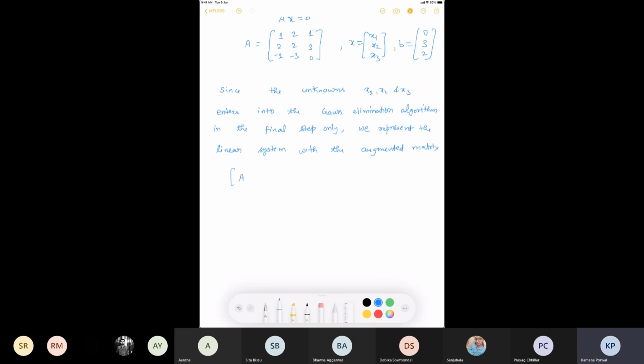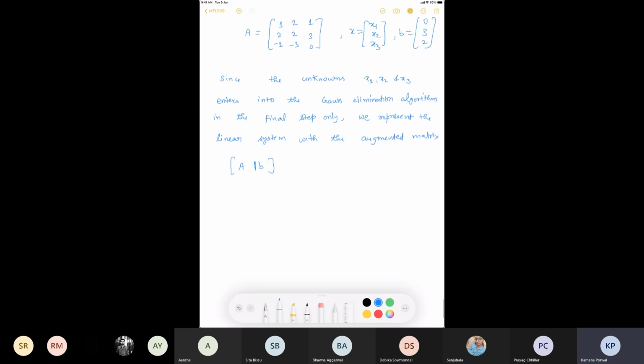So I'm using this notation for the augmented matrix. I'm separating them by this line here, the matrix A and the right hand side vector B. So this basically signifies that we are solving Ax = B. We already have this matrix whose rows are (1, 2, 1), (2, 2, 3), (-1, -3, 0), and this vector is (0, 3, 2).